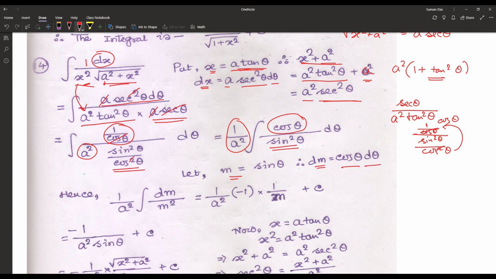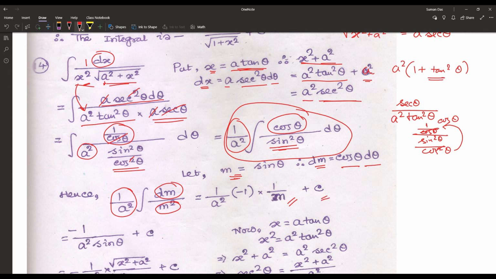So once again, if we substitute the complete thing with m, that means the theta is becoming 1 by s square, as a multiplier. Now cos theta d theta is equal to dm, and as sin theta is equal to m, we are writing sin square theta as m square. So after integration that becomes minus 1 by s square, minus 1 by m, plus the integration constant.